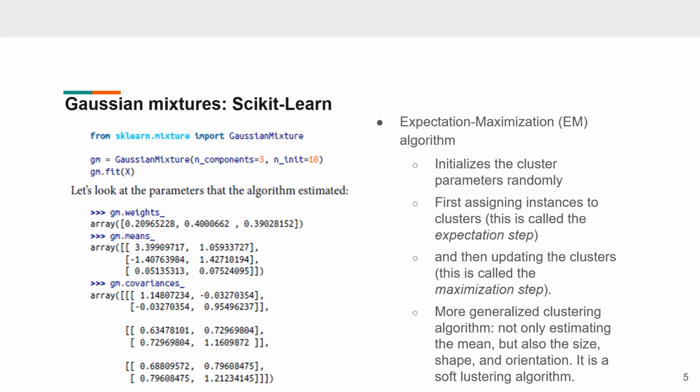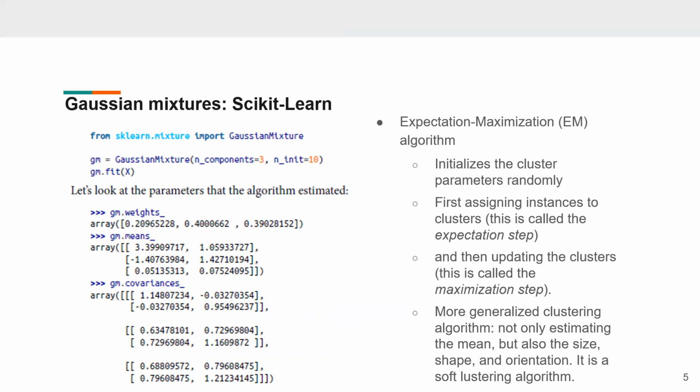It initializes the cluster parameters randomly. First, assigning instances to the cluster. This is called the expectation step. You can see that the first 2 steps are very much similar to k-means, right? And then updating the cluster. This is called the maximization step. It's the same as k-means as well. It actually does have some difference here. Let's take a look at the last bullets here.